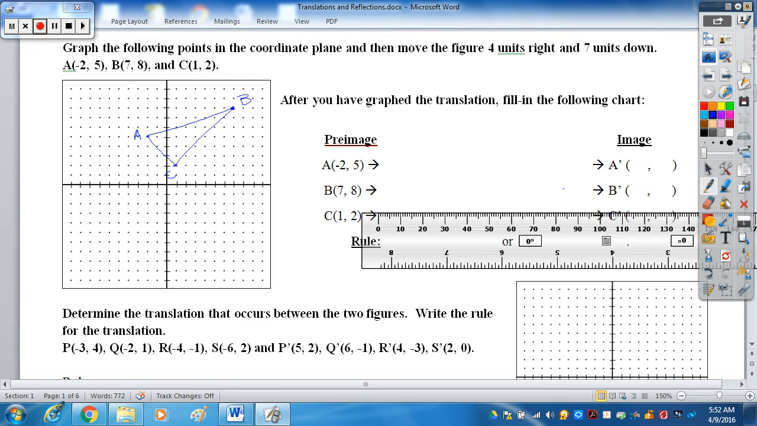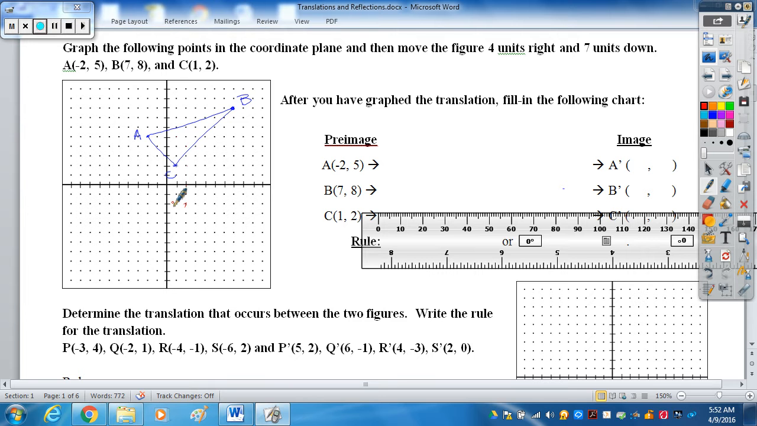Okay. And so once you've graphed that, what we're going to do is move this figure 4 units right and 7 units down. And so this is the preimage, okay? 4 units right, 1, 2, 3, 4. 7 units down, 1, 2, 3, 4, 5, 6, 7. This is where the actual image is going to lie.